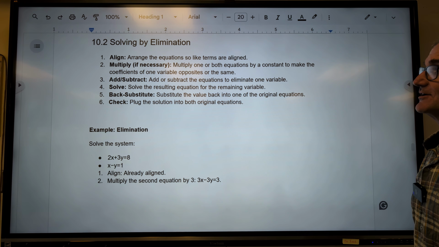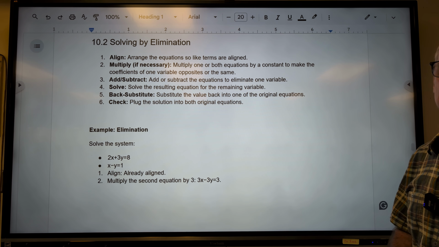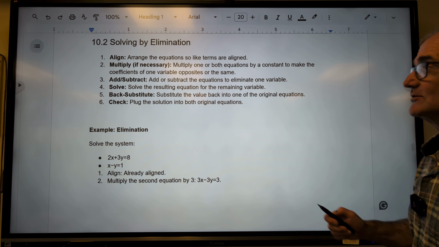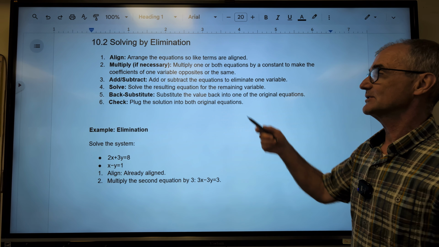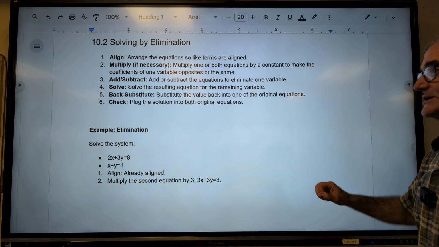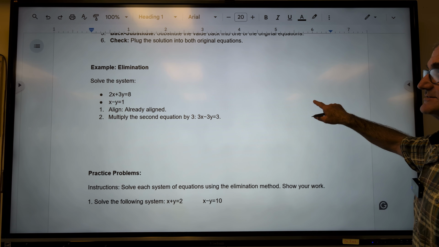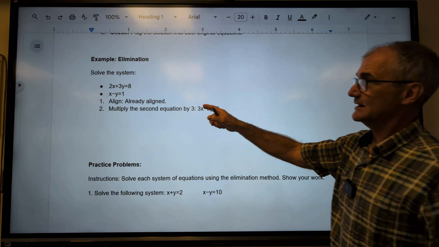Let's move on to solving by elimination. So the first thing you want to do is you want to align the equations, multiply both sides of the equations, add or subtract to get one of the terms to drop out, solve the equation for the remaining term. Once you have that value of x or y, that term, plug it back in to either equation to solve for the other term, and then always check. So here's an example. Here's a set of systems of equations.